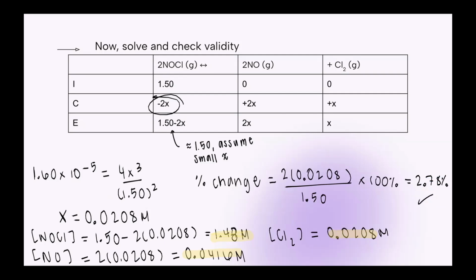So this is a really great technique you can use when you have a really small K and you're noticing that you're going to have to solve the quadratic formula in order to get the equilibrium concentrations for the reactants and products in your reaction. I hope you learned something from this video on equilibrium calculations with approximation.